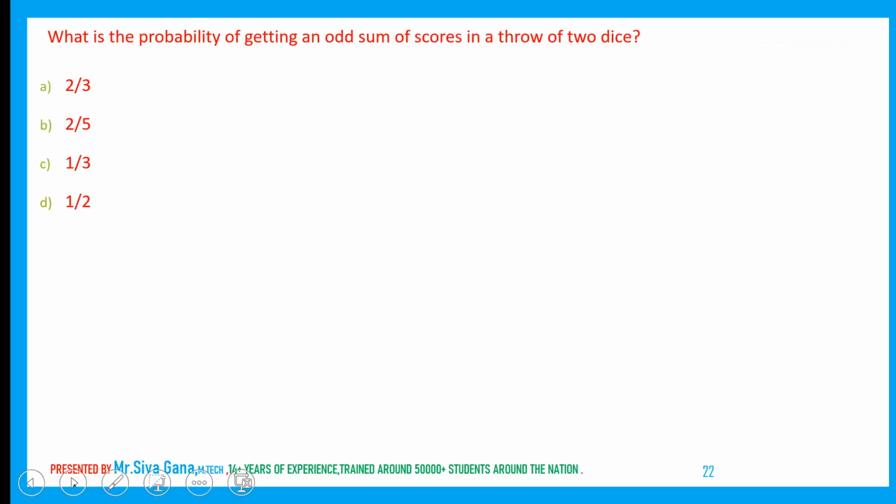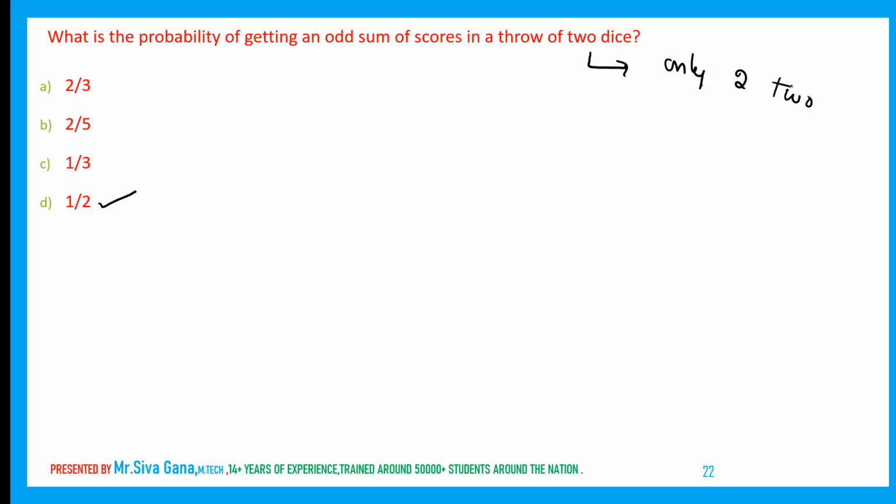What is the probability of getting an odd sum of scores when 2 dice are thrown? If 2 dice are thrown, the probability of getting an odd sum is 1 by 2. Very simple if you go by smart thinking. What was that? 2 dice are thrown, so we are going to add only 2 numbers.